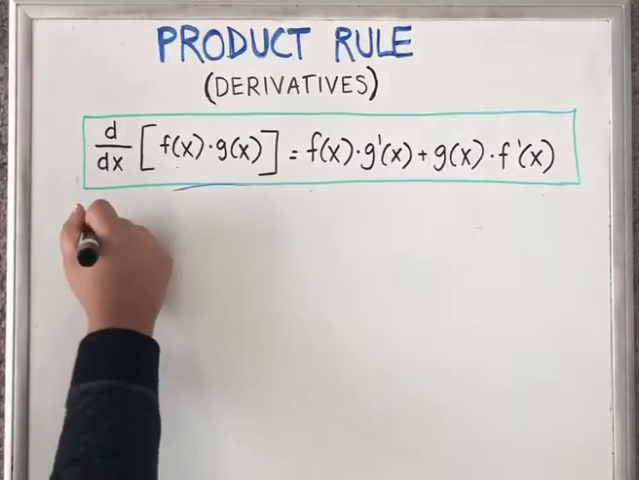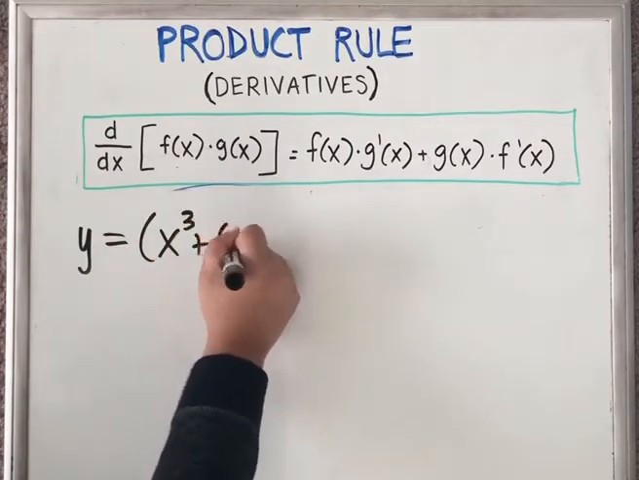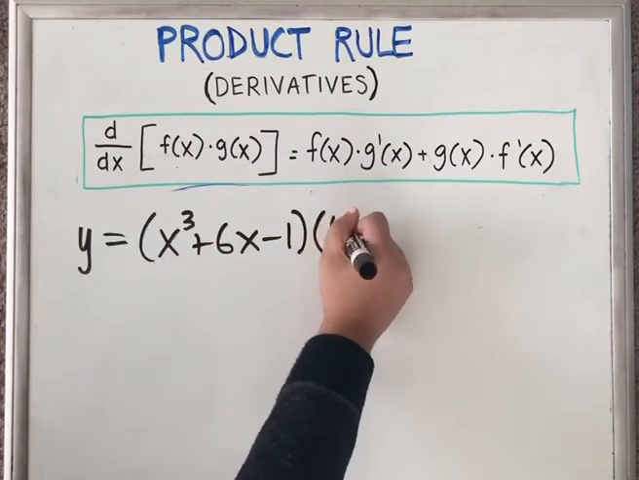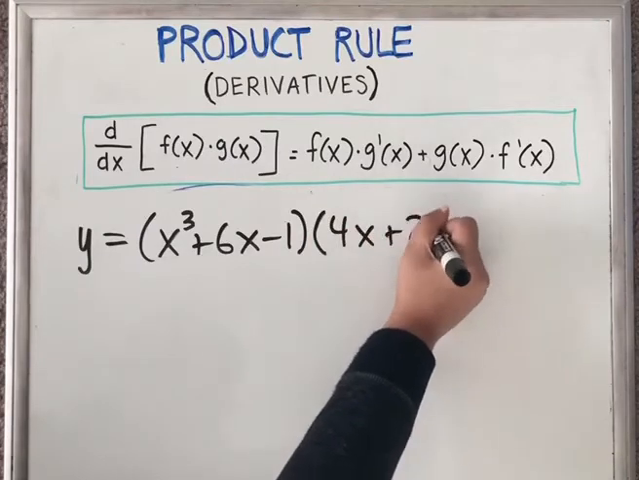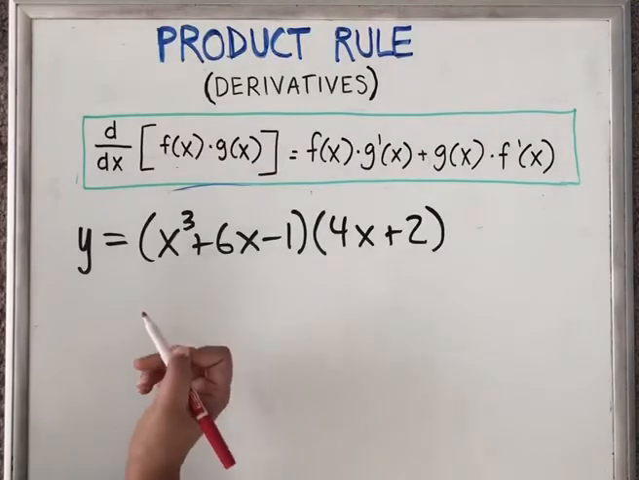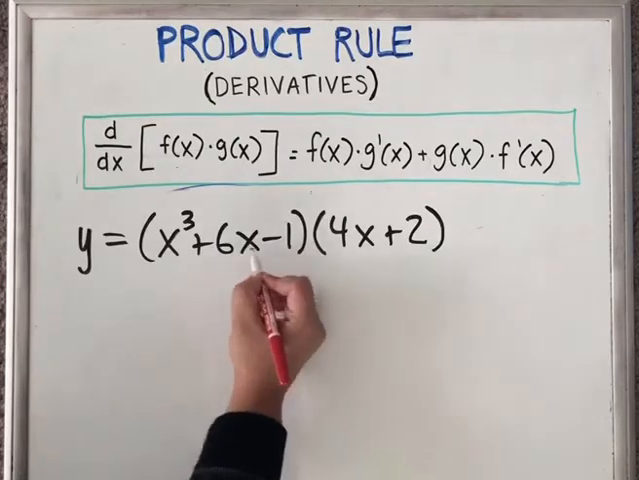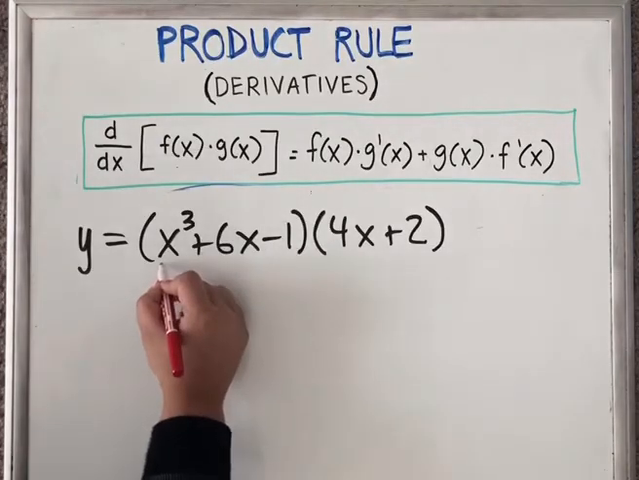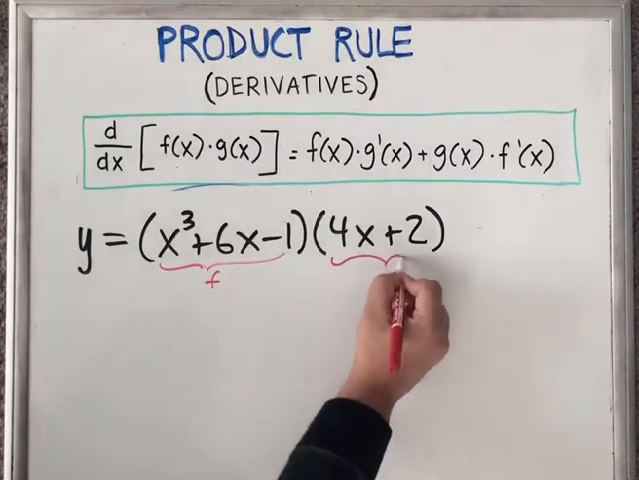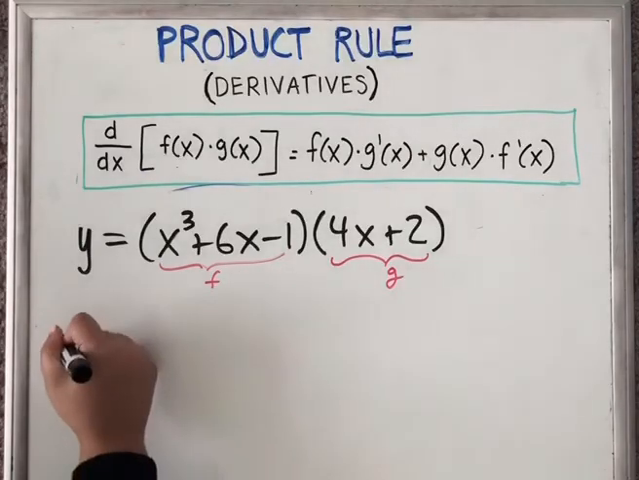So we have y equals x cubed plus 6x minus 1, all multiplied by 4x plus 2. Our first step here is just going to be to label our f and g, and again, you can choose whichever one you want to call f or g, but essentially you see two functions multiplied by each other. So I'm just going to choose this to be my f, and this to be my g, and go ahead and apply the product rule to find the derivative.